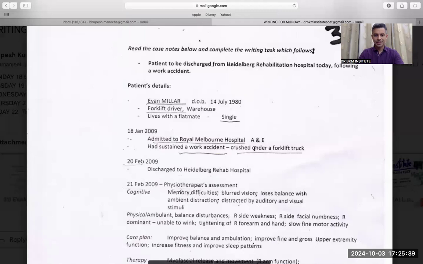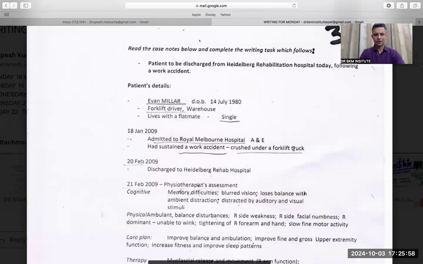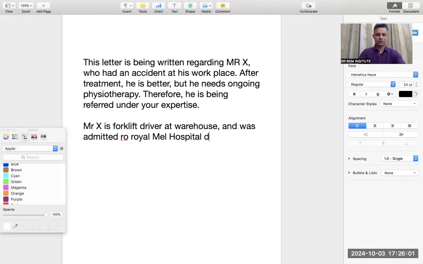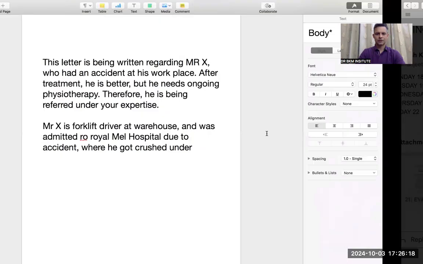Okay, I got it. And was admitted to Royal Melbourne Hospital, complete hospital. Why? Accident where he got crushed under a forklift truck.